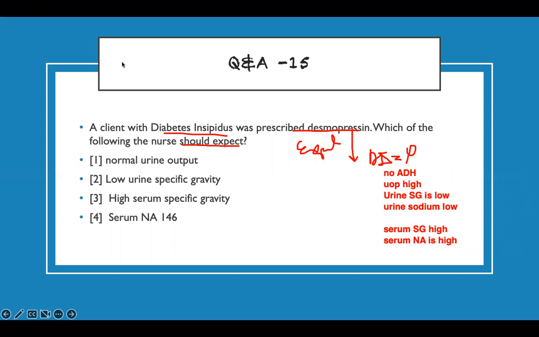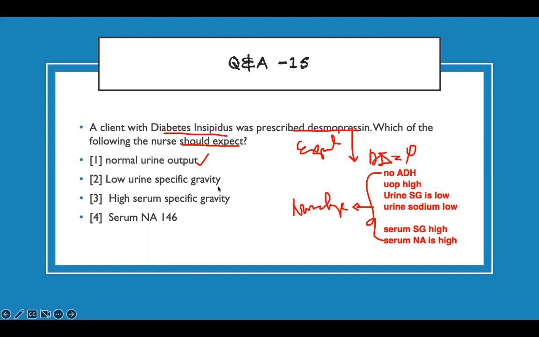If you give them desmopressin, all this will be corrected. They will try to be normal. They normalize as much as possible. They're going to get towards the normal range. They don't overshoot. So normal urine output, yes, right? I expect the urine output now to become normal. It's not going to be high anymore.